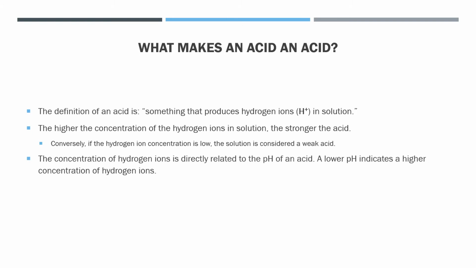Generally, the higher the H+ concentration in solution, the stronger the acid. If the H+ concentration is low, it's a weaker acid. This directly relates to pH. A high concentration of H+ means a low pH, and a lower concentration of H+ means a higher pH.